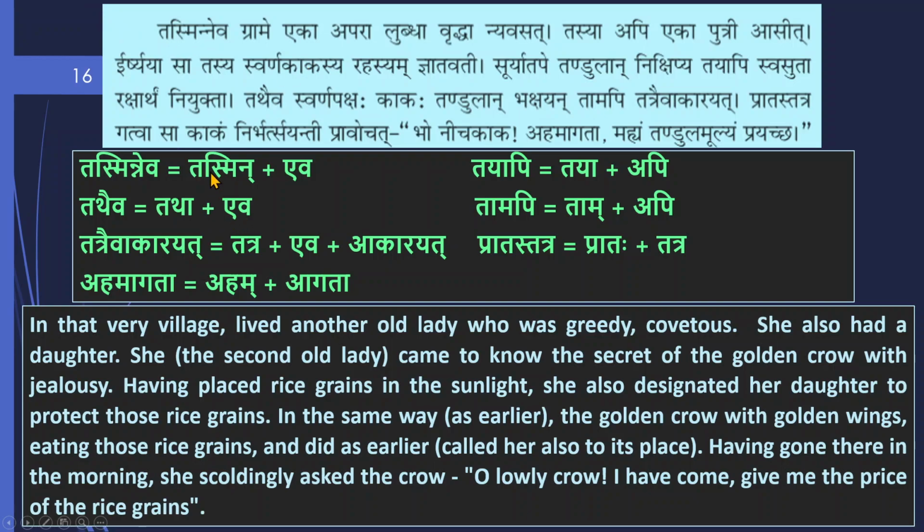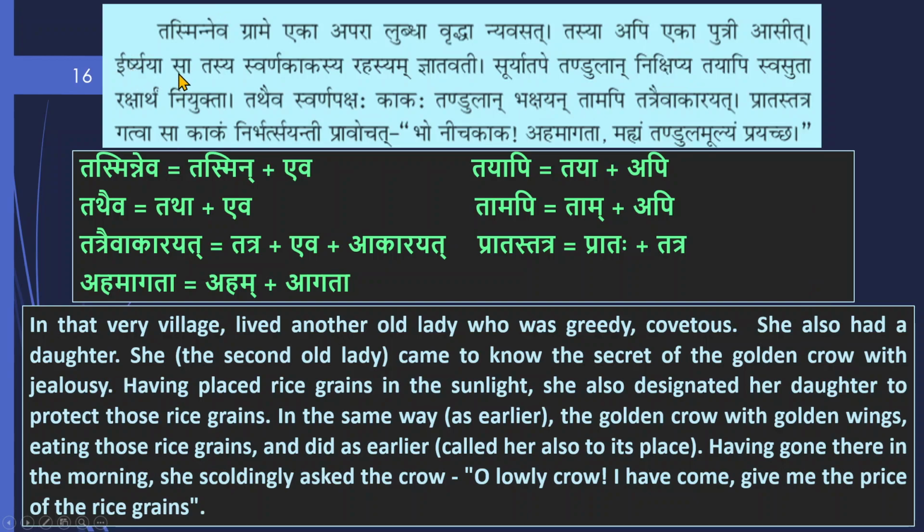Tasmin eva. Tasmin plus eva. Grame. In that very village, eka apara lubdha vruddha nyavasat. Lived another old lady who was greedy, covetous. Tasya api eka putri asit. She also had a daughter.